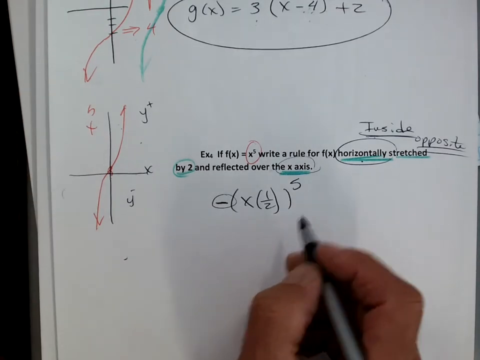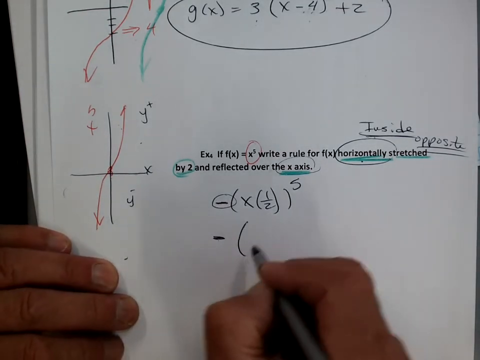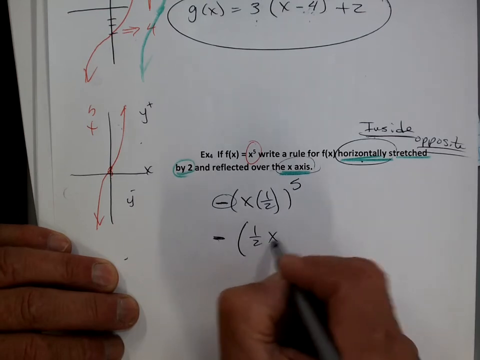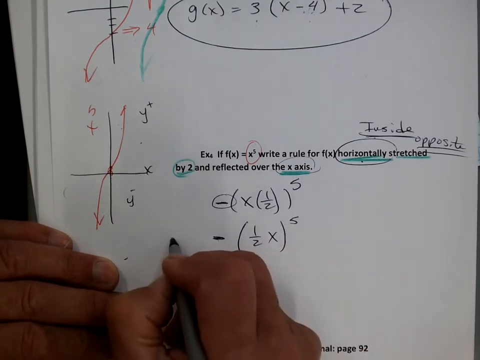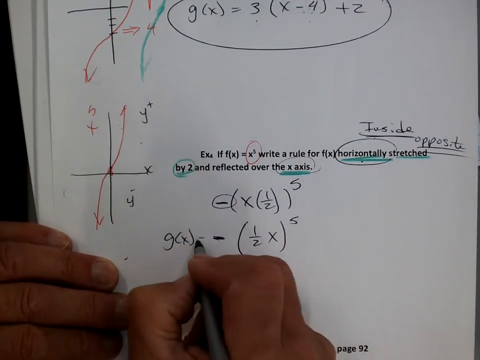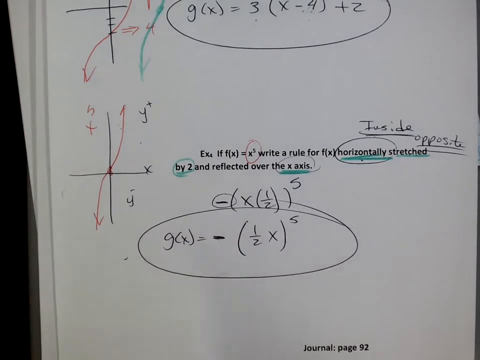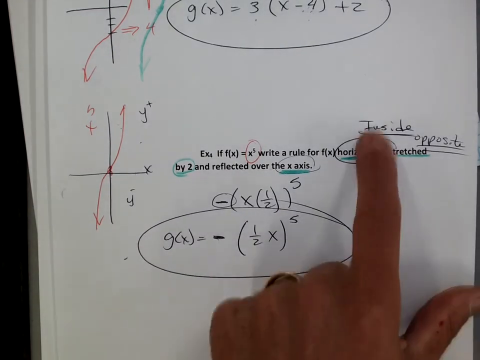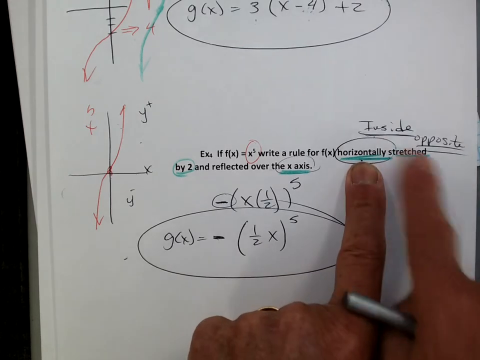Now let me simplify this. This is a mess. So negative, and we'll go 1/2 x to the 5th, and let's call that g of x. Okay, the horizontal's always tricky, always the opposite of the inside, okay?